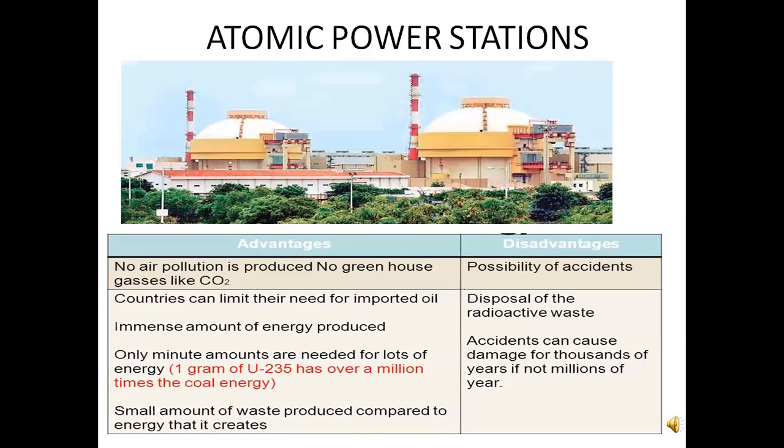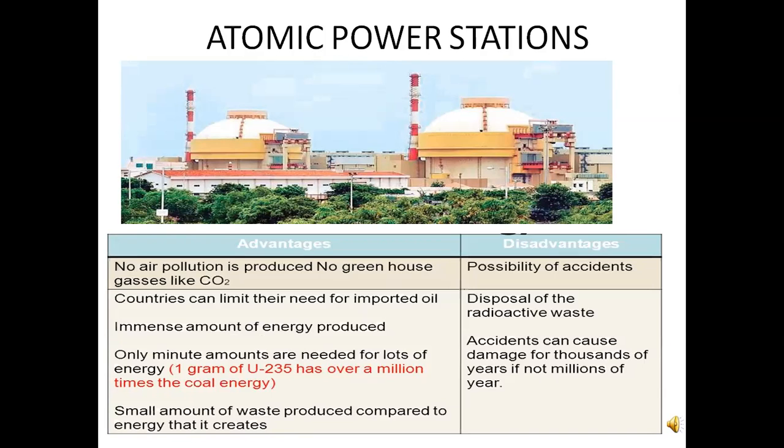Next, atomic power stations. In atomic power stations, nuclear energy is used to boil water. The steam thus produced is used to rotate the turbine. As a result, electricity is produced. Atomic power stations are also called nuclear power stations. Here, nuclear energy is converted into mechanical energy and then electrical energy.